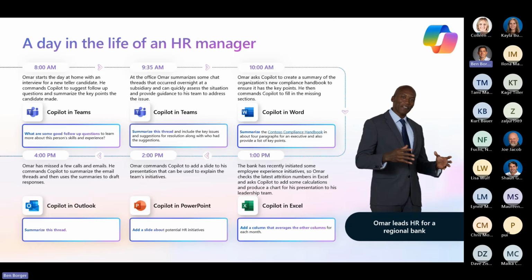Meanwhile, a dust-up occurred at one of the branches, and Omar uses Copilot to quickly summarize and ask the right questions and offer guidance. Reviewing a spreadsheet on employee attrition, he asks Copilot to add a column that averages attrition numbers for each month. We're going to look at that later on in the live demo.